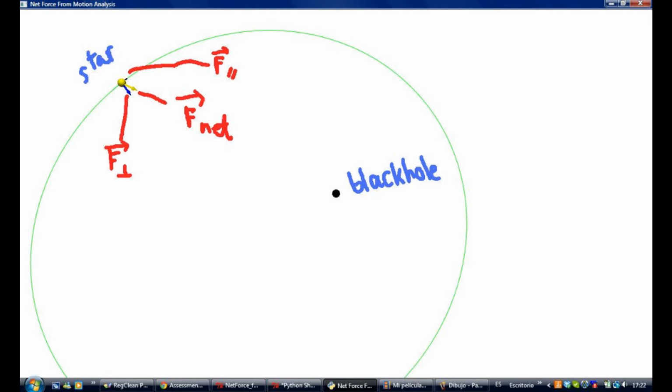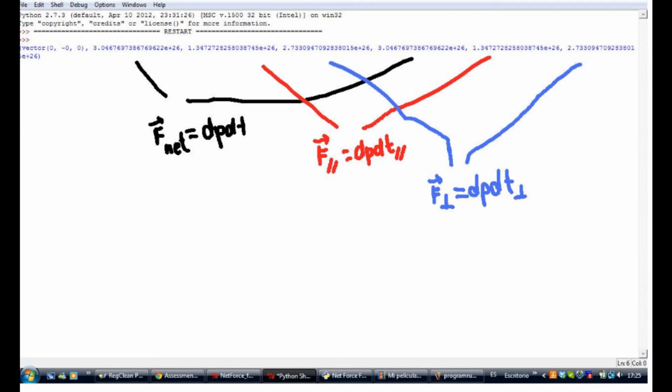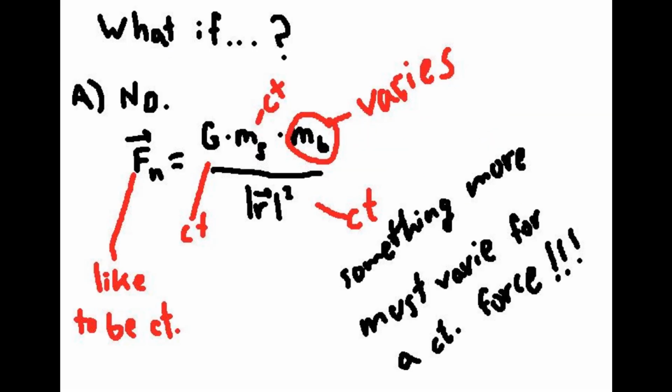Here we've got the analyzed motion and our three forces: perpendicular, parallel, and the net force. Now we can see what it means that the net force is equal to dPdt. That's because of Newton's second law: the parallel force is equal to dP parallel over dt, and the perpendicular force is equal to dP perpendicular over dt.